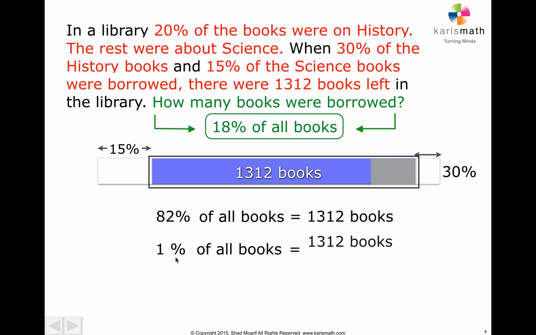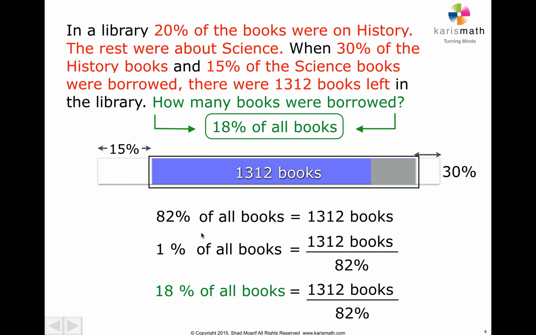You can work it out this way: 1% is how much, and 18% is how much. Or you can just work it out straight away in some other way you can think of. But either way, if you work out the math, if you divide these two and multiply the answer, you'll get 288 books. That means 18% of all the books were 288 books. And that is your answer. How many books were borrowed? 288 books were borrowed.